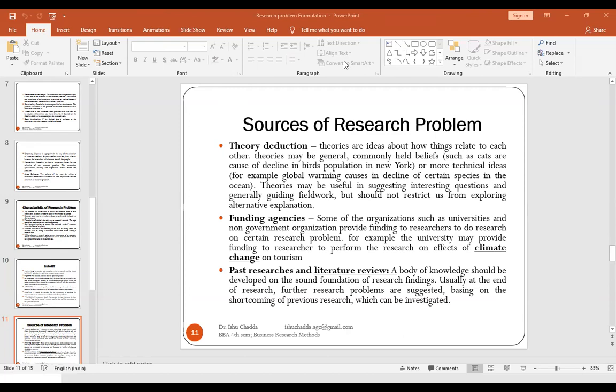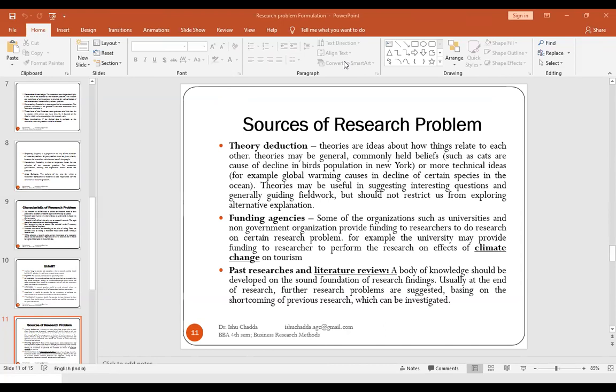Theories are ideas about how things relate to each other. Theories may be general, commonly held beliefs, such as cats have caused a decline in the bird population in New York, or more technical ideas, like global warming causes a decline of certain species in the ocean. Theories may be useful, suggesting interesting questions and generally guiding the fieldwork, but should not restrict us from exploring alternative explanations.